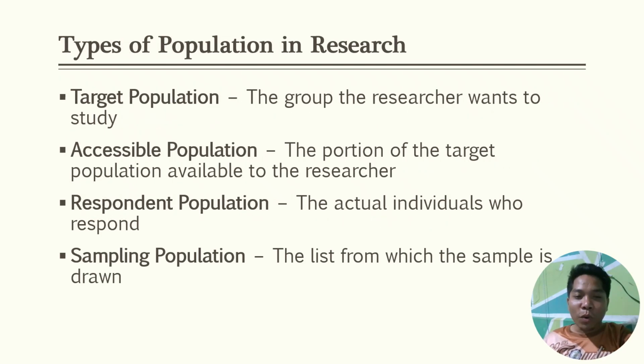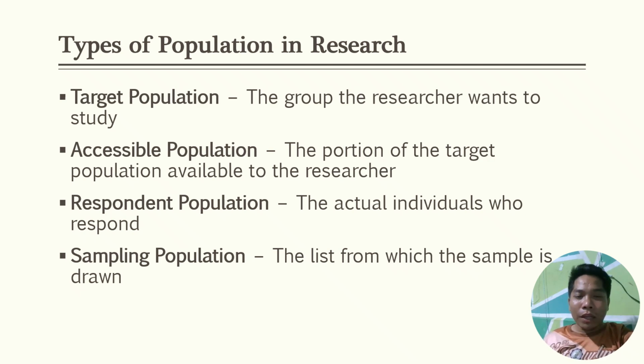Now let's go with the types of population in research. You have target population, accessible population, respondent population, and sampling population. So the target population is your ideal group to study. But again, due to limitations, we often work with the accessible population. It is much more ideal to have the target population, but sad to say, we cannot at all times get data from the target population.